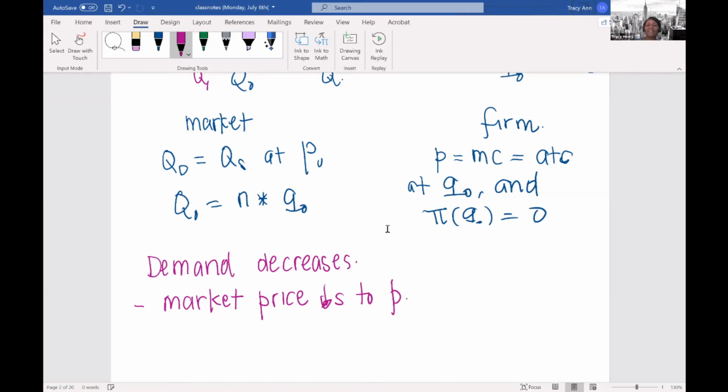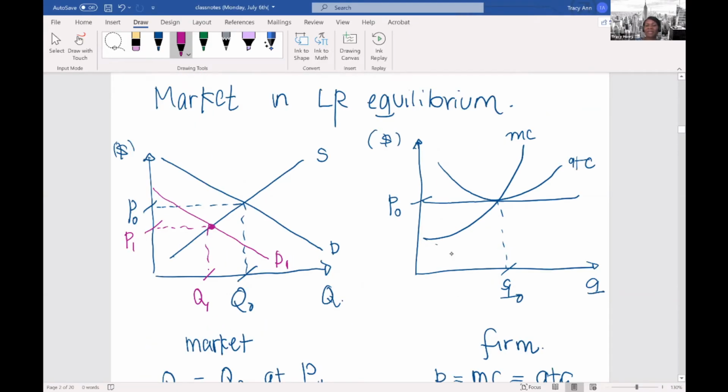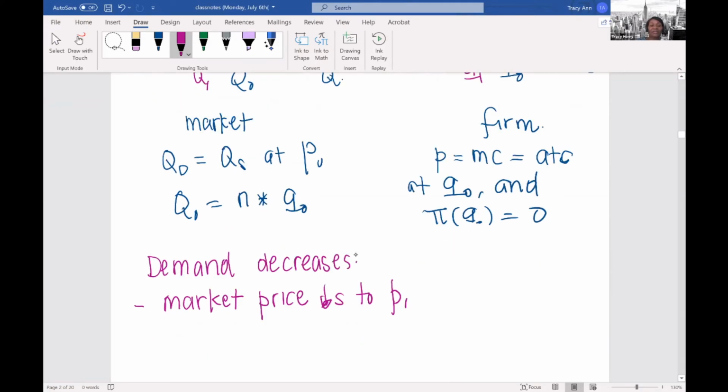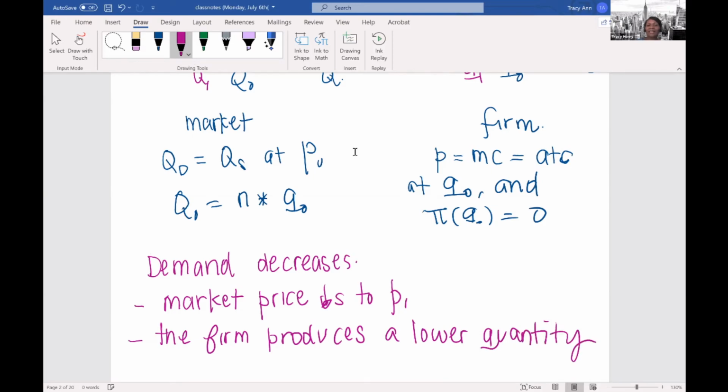When your market price decreases to P1, notice what will happen to the firm. The firm is going to get a short run shock, right? Because this is your new market price at P1. And this is your MR, of course. The firm is going to get a shock where in the short run, the firm is producing a lower quantity. So the firm produces a lower quantity and suffers an economic loss in the short run.